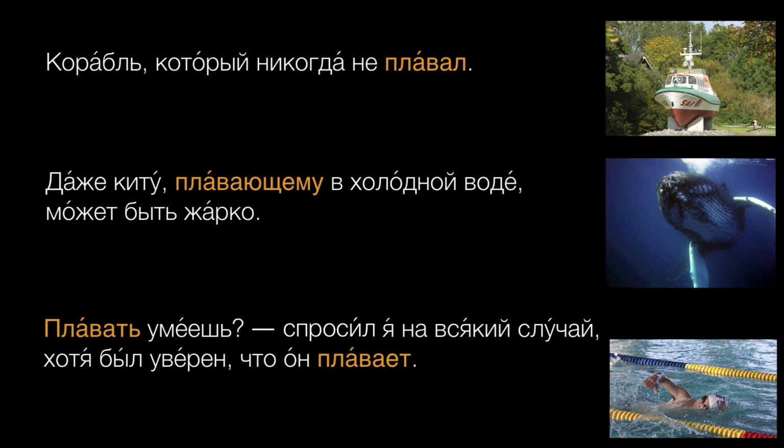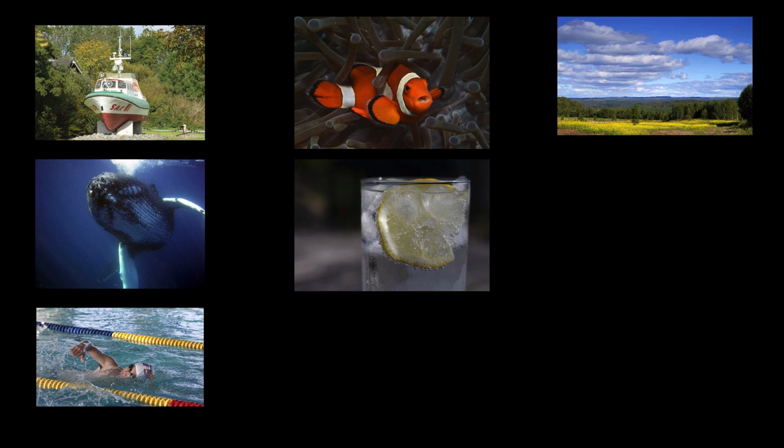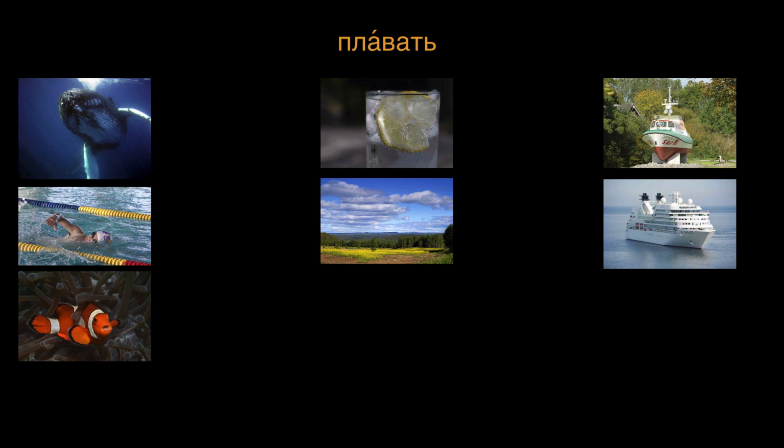So what is плавать? Well, it's what ships and whales and people do in water, and also fish and ice, and it's what clouds can do in the air. So, in English, we'll need different translations depending on the context. People and whales and fish can swim, ice and clouds can float, and a ship can sail.